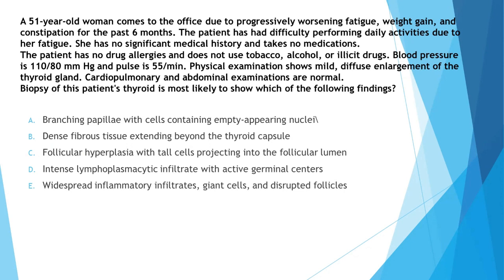Branching papillae with cells containing impurity appearing nuclei, dense fibrous tissue extending beyond the thyroid capsule, follicular hyperplasia with tall cells projecting into the follicular lumen, intense lymphoplasmacytic infiltrate with active germinal centers, widespread inflammatory infiltrates, giant cells, and disrupted follicles. Pause the video and think what is the answer.